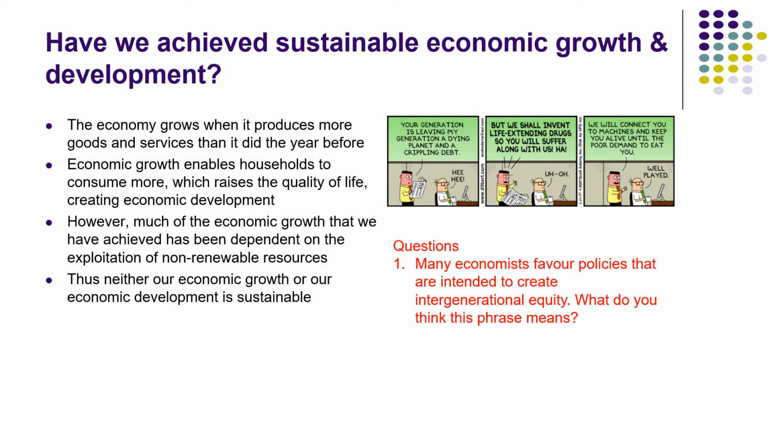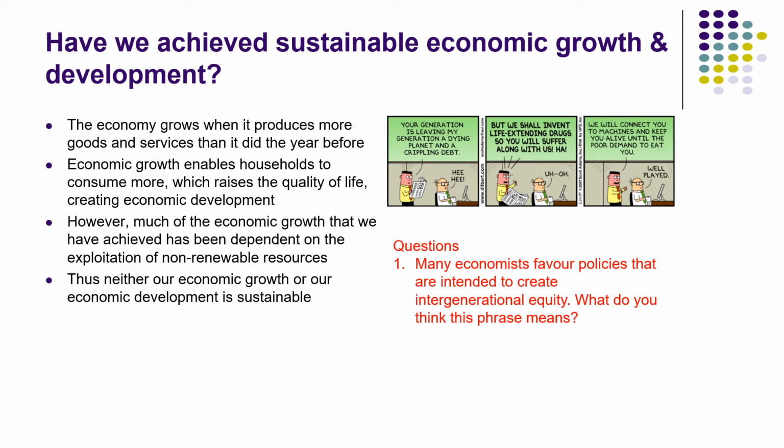So the assertion there is that the future is going to be terrible, because the economic growth model that we've been basing our economy around depends on these non-renewable resources. Then his co-worker says, we will connect you to machines and keep you alive until the poor demand to eat you. So this is the apocalypse. Resources are going to run out, and in the future young people are going to be running around eating boomers who overused not just their generation's share of scarce, finite, non-renewable resources, but other generations' too. And Dilbert says, well played.